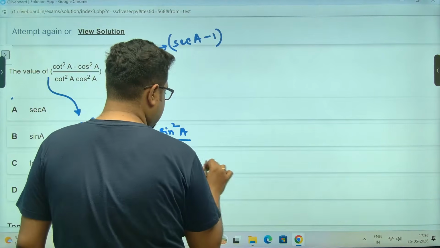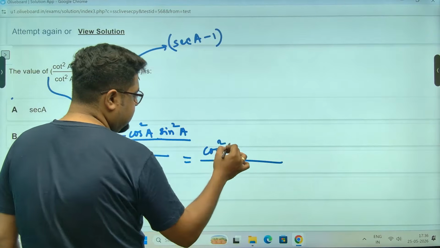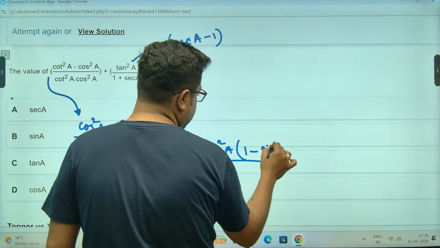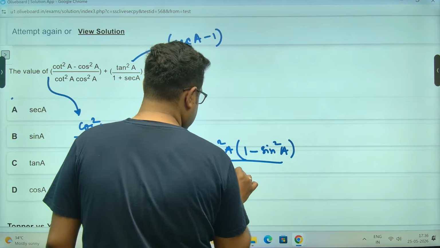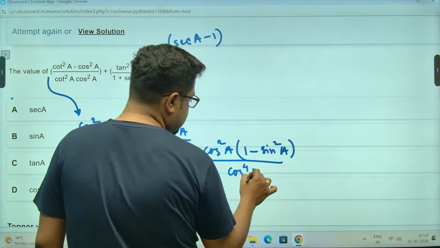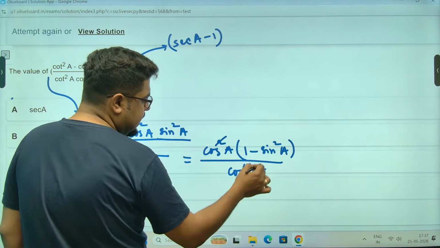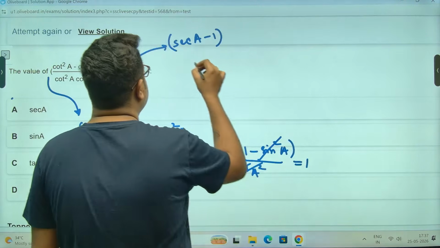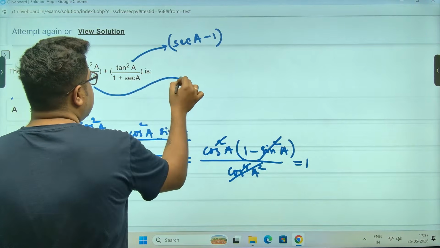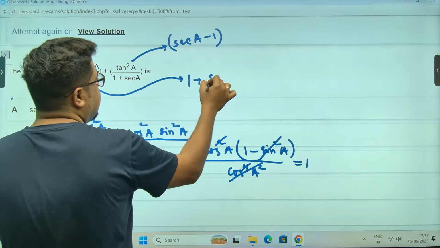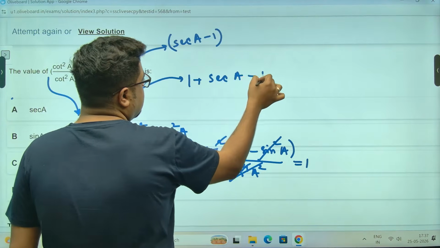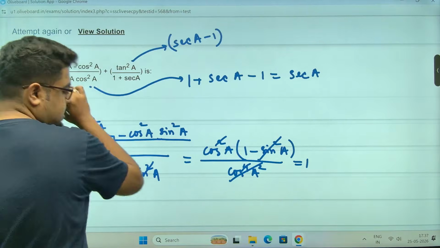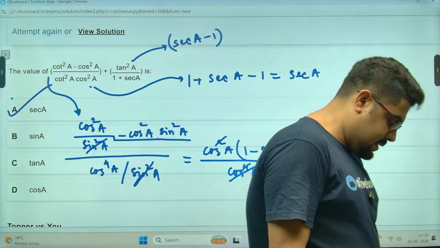So I have cos square A, which I can take common from the numerator, 1 minus sine square A. This is 1, and cos to the power 4A. So this cancels, and again this is also cos square A, cancels. So the total thing is 1. So this is 1, sir, and this is sec A minus 1. So your answer is sec A. Option A, sir. Option A, sec A is the answer.